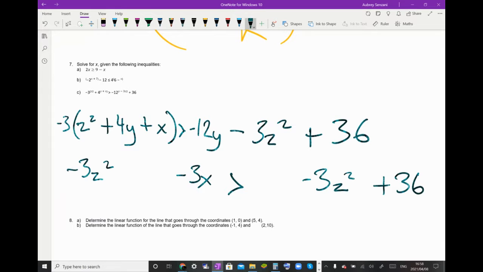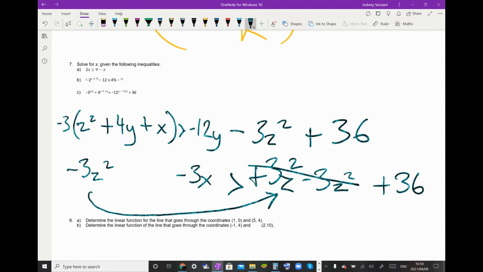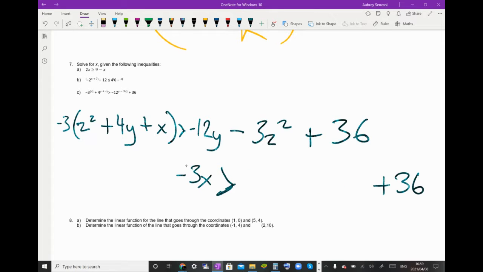All right. Then we don't have any other x. So let's take this to this side. Okay, we get obviously positive 3z squared. That's going to cancel out that. So we can erase that. Okay, that's going to cancel out that. So then we have a positive 36. Okay, we can just leave it as 36.